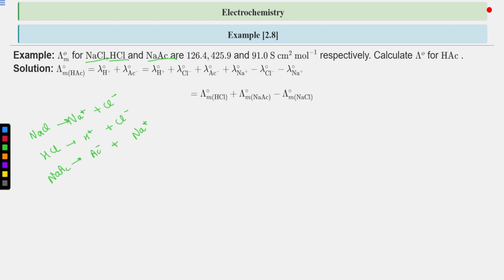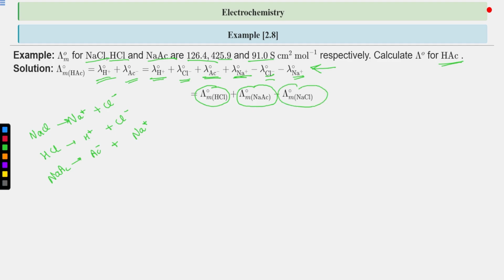Right? So how can we use these electrolyte limiting molar conductivity values to determine the limiting molar conductivity of HAc, acetic acid? We write this equation using the Kohlrausch law, where the limiting molar conductivity of HAc is the H positive plus Ac negative limiting molar conductivities. You can also write it in the form of H positive plus Cl negative, which makes the limiting molar conductivity of HCl, plus Ac negative plus Na positive, which makes the limiting molar conductivity of sodium acetate. And in the negative, we have written the limiting molar conductivity of Cl negative and Na positive, which makes the limiting molar conductivity of NaCl, with a negative sign.